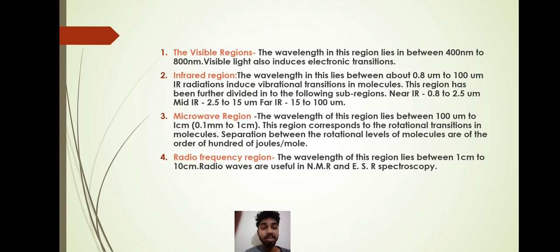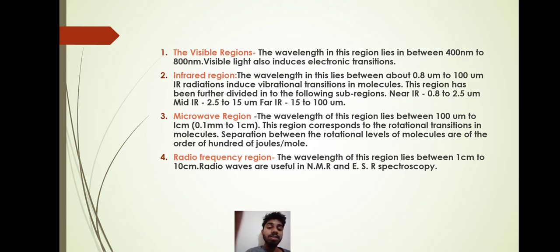Next is infrared region. The wavelength in this lies between 0.8 micrometer to 100 micrometer. Infrared radiations induce vibrational transitions in molecules. Next is microwave region. The wavelength of this region lies between 100 micrometer to 1 centimeter, and these regions correspond to the rotational transition in molecule. The separation between the rotational levels of molecule are of the order of hundreds of joules.